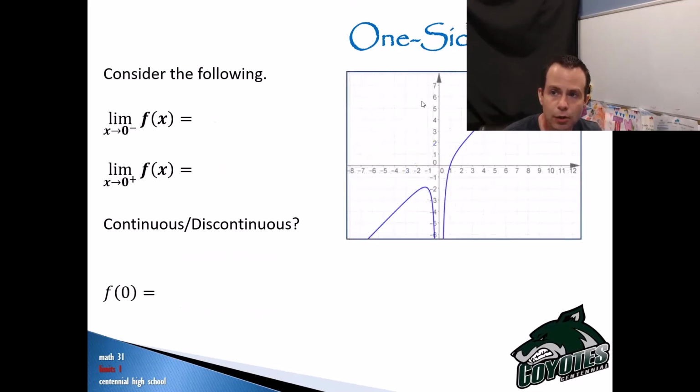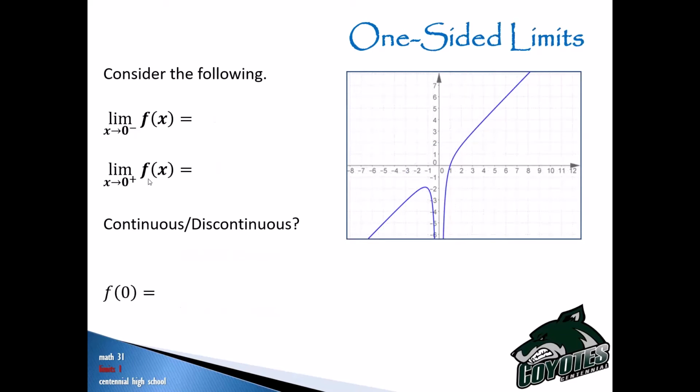Okay, so consider the following. The limit of f of x as x approaches 0 from the left. So as I'm approaching 0 from the left, what's happening to y? Well, y is actually shooting down to -infinity, okay? What is happening as I approach 0 from the right? Well, y is shooting down to -infinity. Okay, so both of those guys are -infinity.